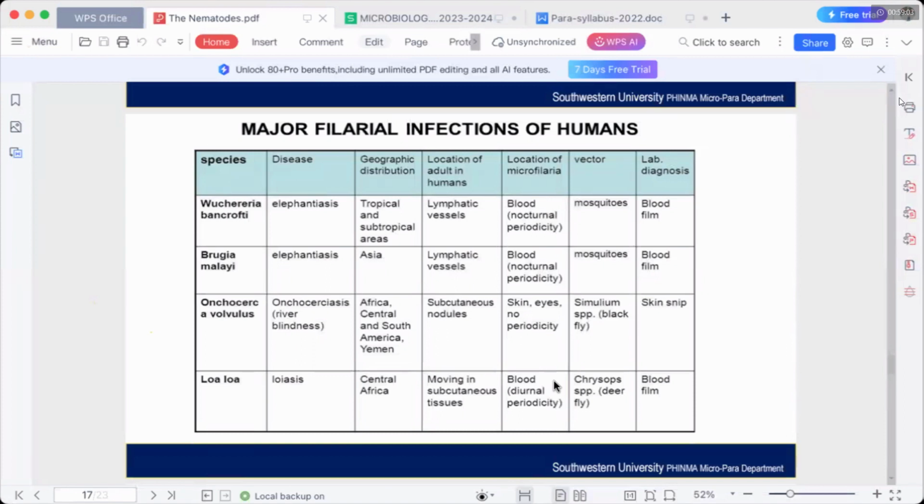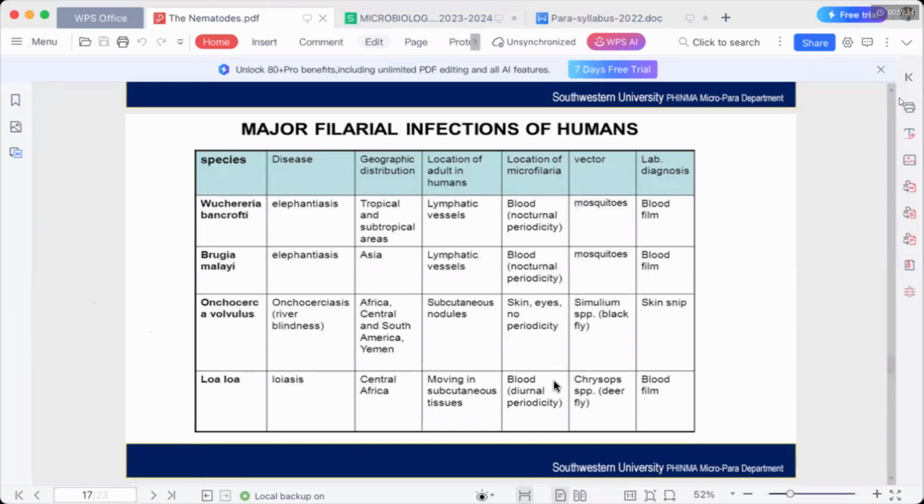For example, for your Wuchereria, the disease is called elephantiasis. Then the geographic distribution is tropical and subtropical. The location of the adult is the lymphatic vessels, of course, because they belong to the lymphatic filarial worms. For the location of the microfilaria, it is blood, and they are nocturnal in periodicity.